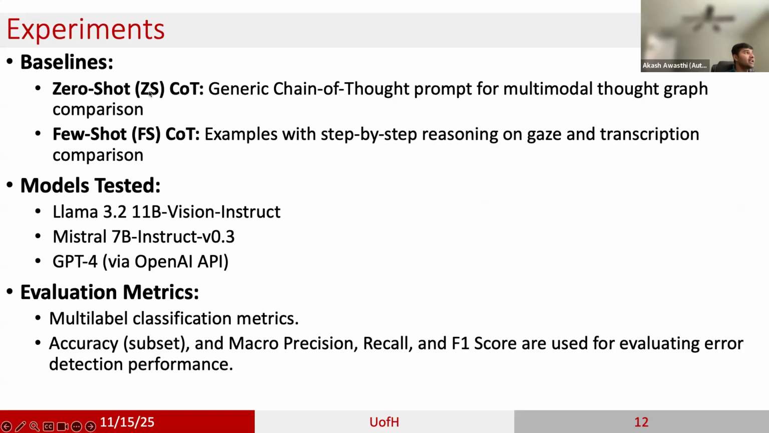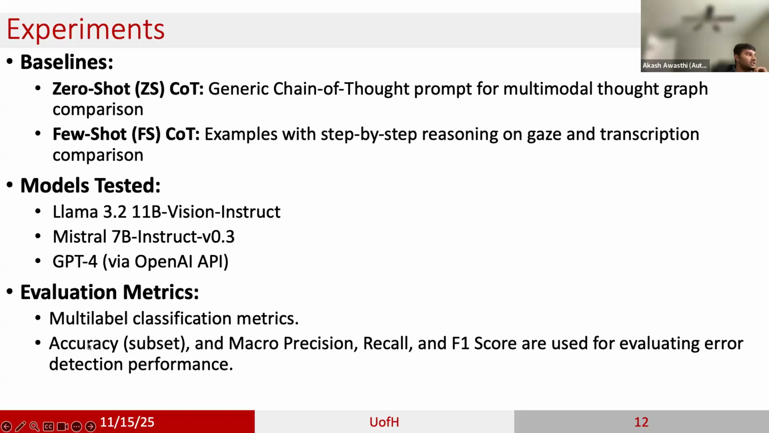And then the baselines we use to evaluate our SCoT are the 0-shot chain of thought and few-shot chain of thought methods of prompting. The models we use for evaluation are Llama, Mistral, and GPT-4, because from a smaller model to a bigger model, we wanted to test the smaller model and also a little bigger model to see how well they do. And then we frame it as a multi-label classification problem.